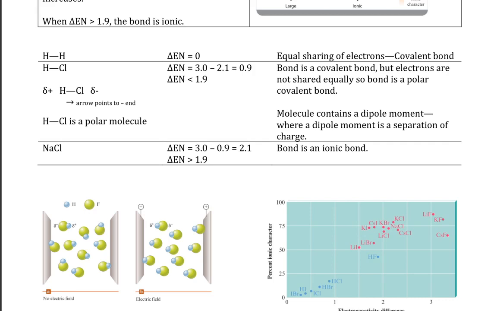In HCl, if we look up the electronegativity values, they're in the chapter 7 handout notes. They're also in your textbook. We would find the value for chlorine is 3.0. The value for hydrogen is 2.1. So we do 3.0 minus 2.1. We get delta EN to be 0.9. That is less than 1.9, but is not 0. So being less than 1.9, it's a covalent compound that forms. Being greater than 0, it would be a polar covalent type bond that forms.